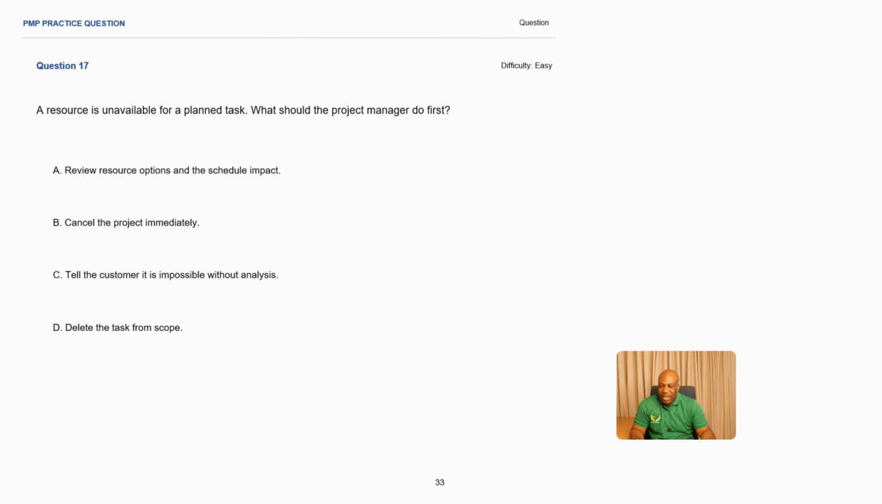All right. Practice question number 17. A resource is unavailable for a planned task. What should the project manager do first? So the key word here is first. The difficulty is classified as easy. So what is our problem statement? A resource is unavailable. So the issue is a problem with the resource being unavailable, okay?